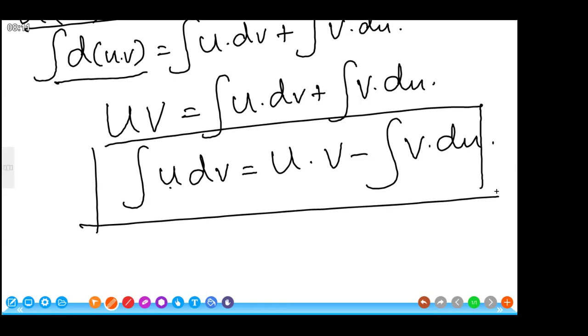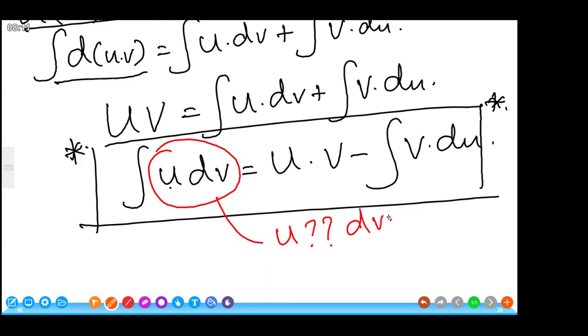Integration of u dv can be written as u into v minus integration of v into du. So this is the rule that we are going to use. That means we want to identify, in a given situation or given function, these two components. We want to identify what is the u component and what is the dv component.